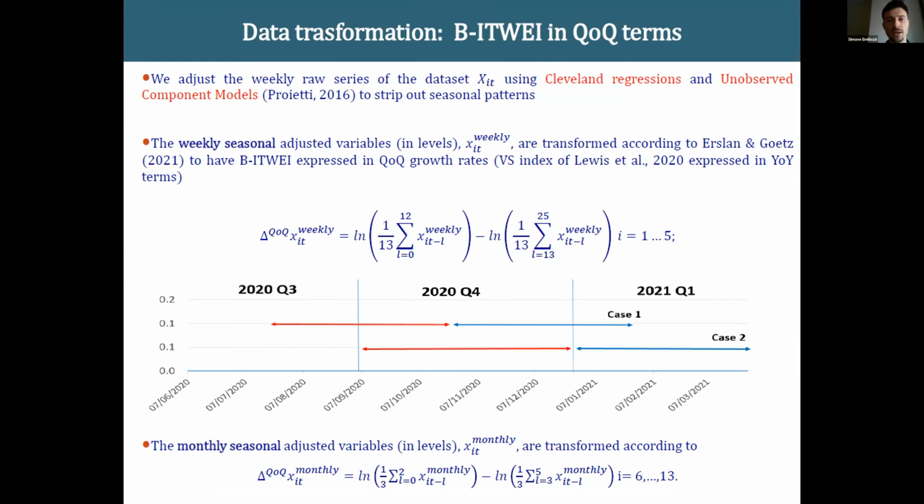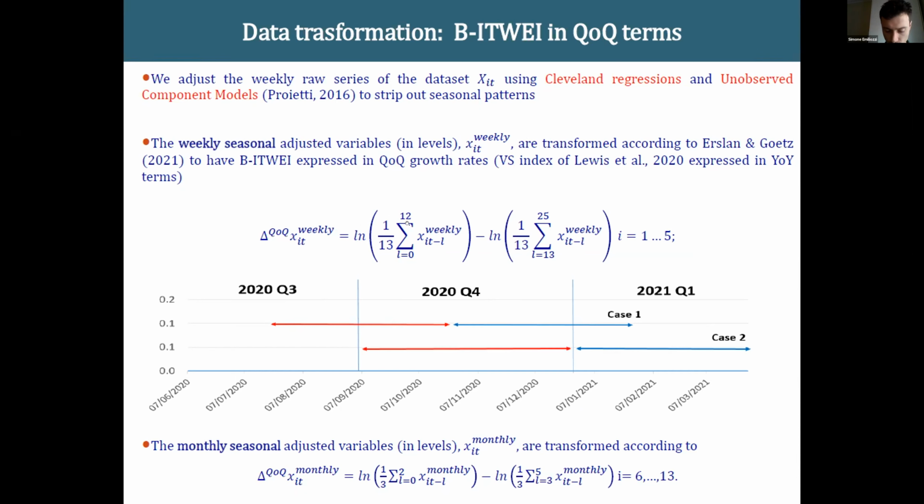Basically, for the weekly series, we take out the high frequency seasonal components via two methodologies: one is a regression, and the other one is an unobserved component model proposed by Professor Proietti in a paper in 2016. And once we strip out the seasonal pattern for the weekly series, we take a transformation that transforms all the variables into quarter-on-quarter growth rates.